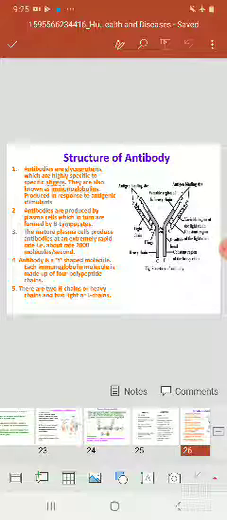Each chain of the antibody includes two distinct regions, the variable region and a constant region. The variable region constitutes the antigen binding site, known as the paratope. This part of the antibody recognizes and binds to the specific antigen to form an antigen-antibody complex. The antigen binding site shown in this diagram is the site where the antigens get attached.